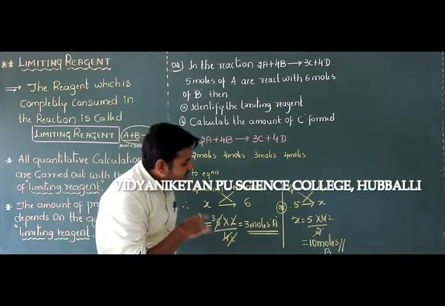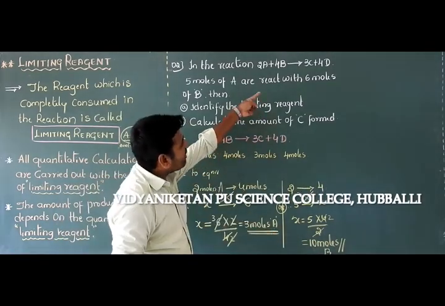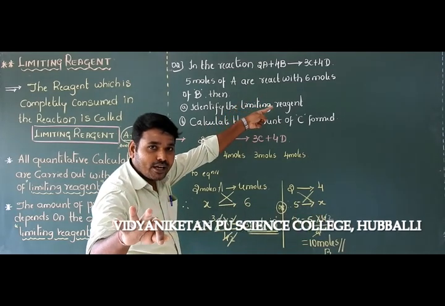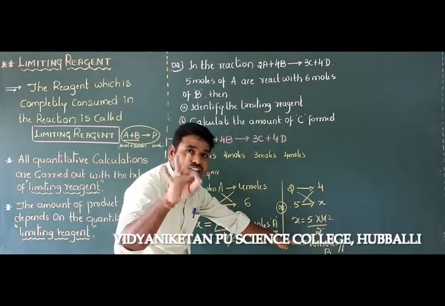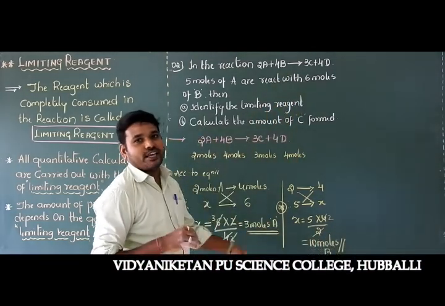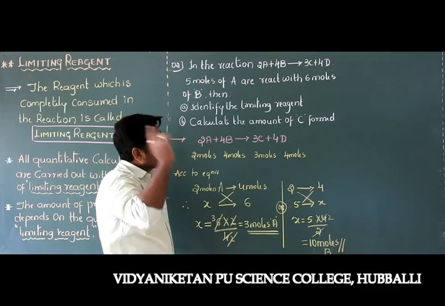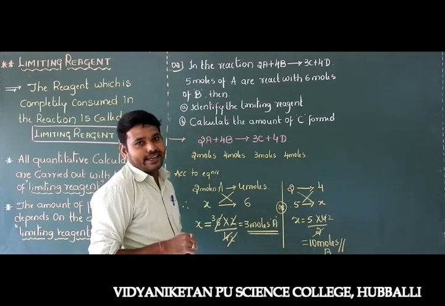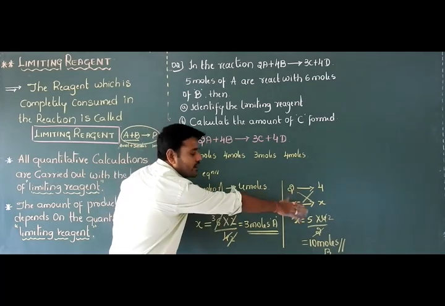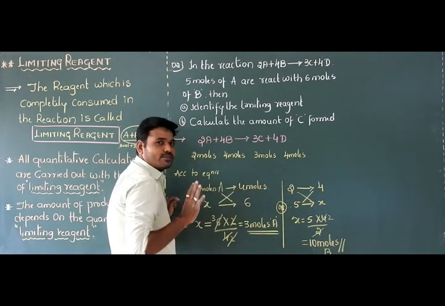That means the required quantity is more than that of available. So in the problem we have only 6 moles of B, but required is 10 moles. Therefore all these 6 moles are completely consumed during the chemical reaction. Hence B acts as a limiting reagent. So either you can solve this one or you can solve this second one. Any one you can solve, students.